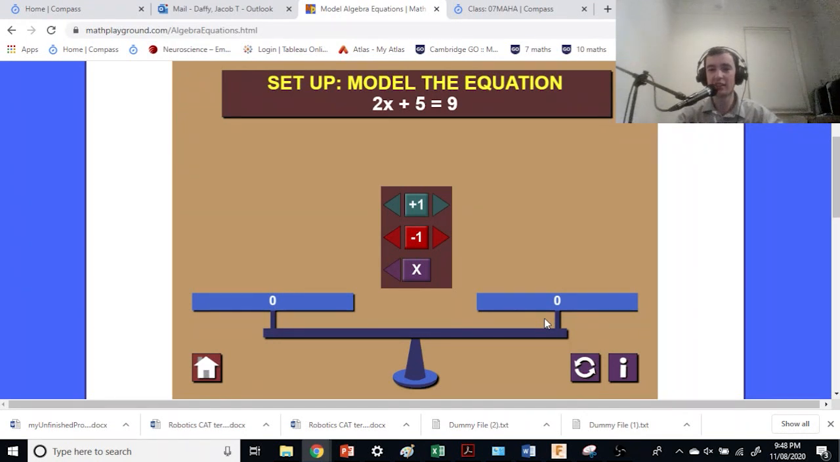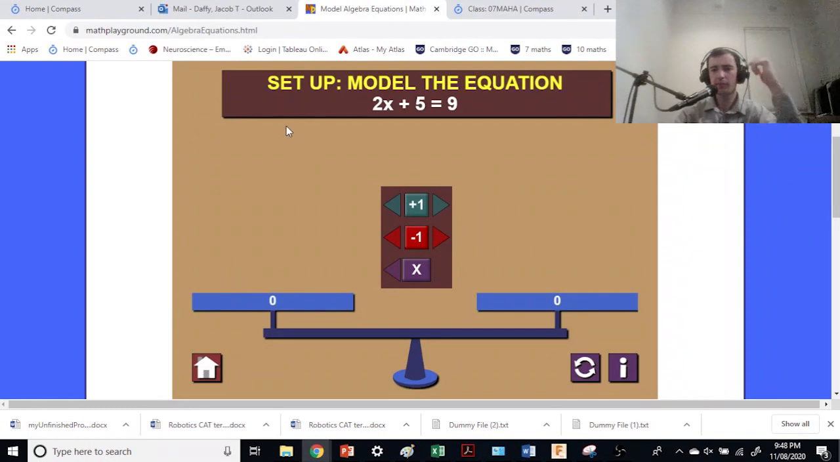And if you don't know what scales are, they weigh two things. So you've got two things and you're trying to work out if they're the same weight. And if they're the same weight, then the scales are balanced. But if what's on the left is heavier, then that's going to go down and unbalance the scales, because this one's heavier, so it pushes it down.